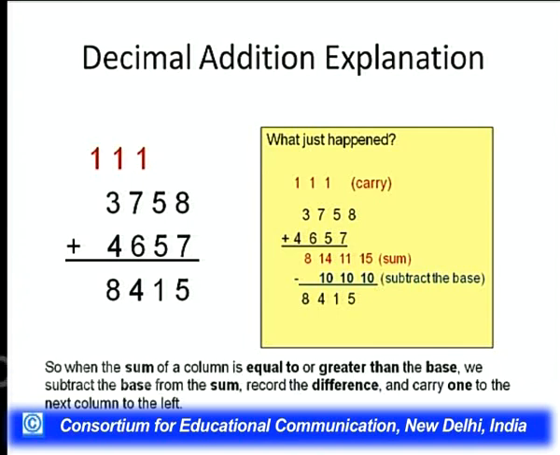So, when the sum of a column is equal to or greater than the base, we subtract the base from the sum and record the difference and carry 1 to the next column to the left. So, when the sum is more than the base, you subtract the base from the sum, and the difference you get is the digit you write, and the digit 1 will be carried. This is for base 10. Same rules will apply for numbers with other bases also.